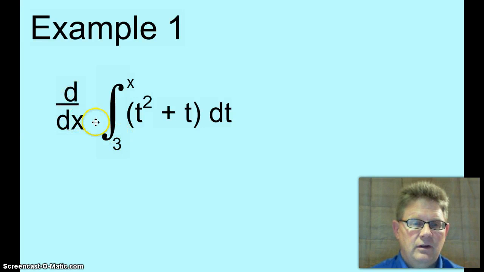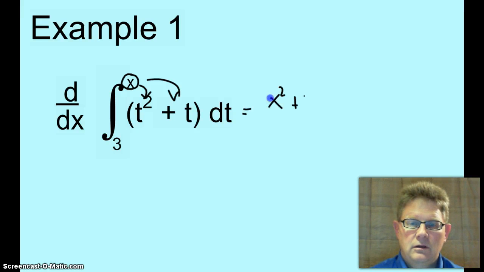Alright, find the derivative of the integral from 3 to x of t squared plus t dt. Okay, since this is just an x, we're just going to replace this in here, and our answer is going to be x squared plus x. Just that simple. No constant, no nothing else, just x squared plus x.